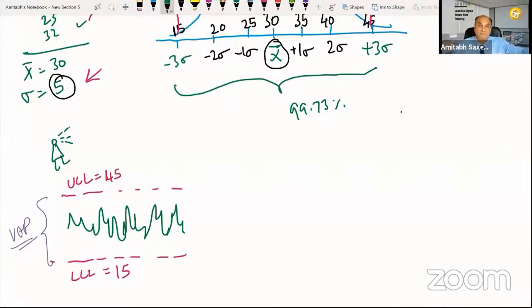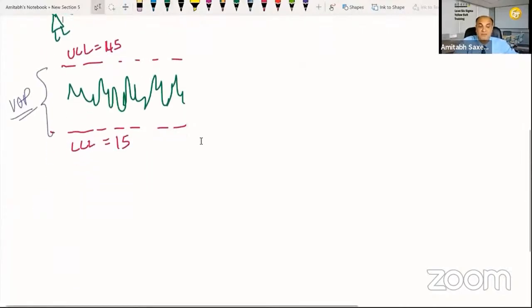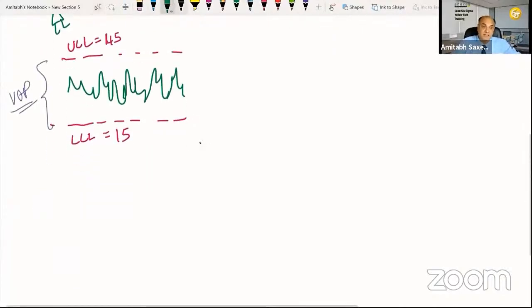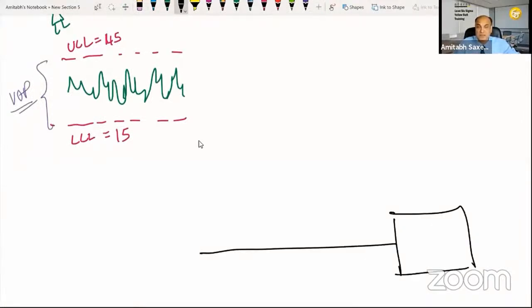This process is predictable. I can predict Mr. Amitabh is going to take between 15 to 45 minutes. Suppose someone asks, why this variation between 15 to 45 minutes? Then I can answer, if this person is a yellow belt and has learned a little bit of Lean and Six Sigma, I will explain to him. Travel time.